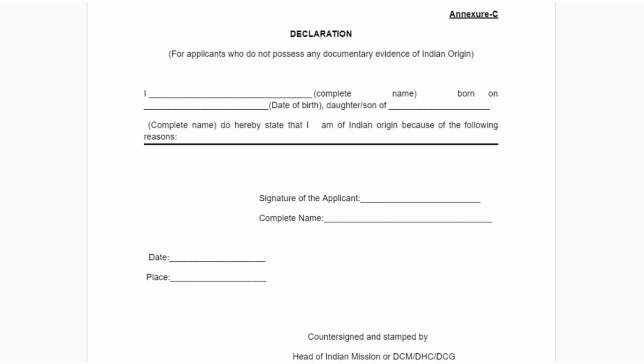The last section, which is the declaration, this section is where if you do not possess any documentary evidence of Indian origin, you will be filling out this. So you'll put in your information, your name, your date of birth, your parents' name, and you would then state the reasons why you are of Indian origin.